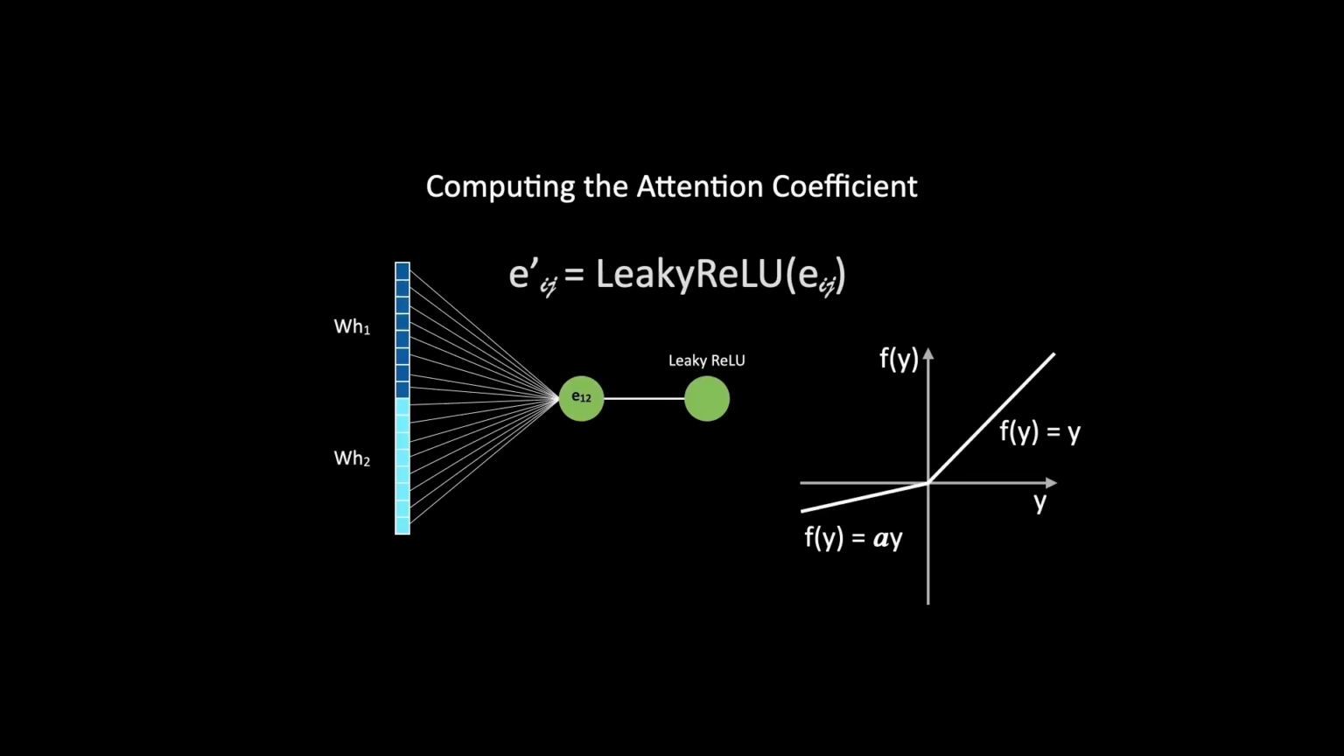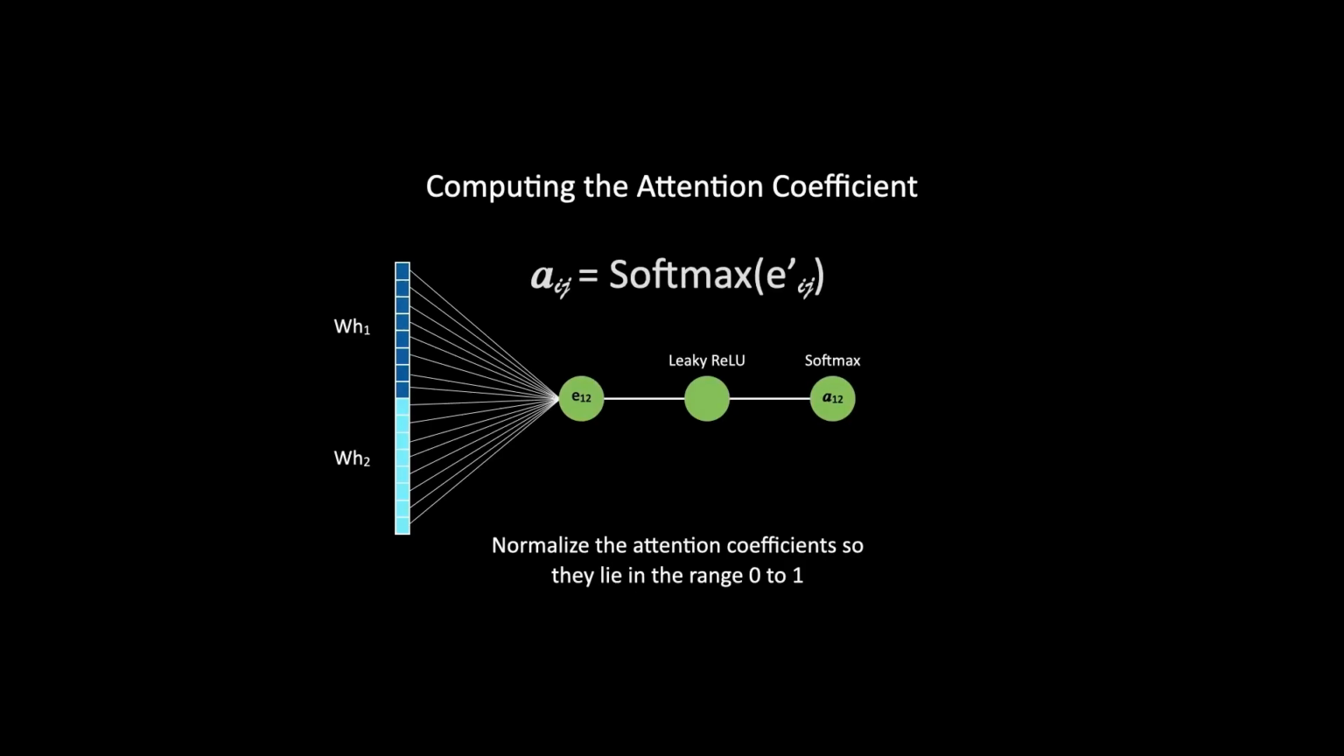The output of the LeakyReLU gives us unnormalized attention scores. These have to be normalized so that their scale could lie between 0 and 1. And this is done by a Softmax layer. You've likely encountered Softmax as a part of regular neural network building and training. The Softmax layer scales down the unnormalized scores so you get normalized scores in the range 0 to 1.